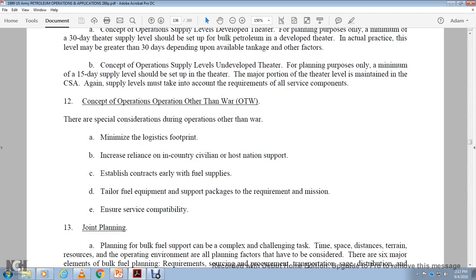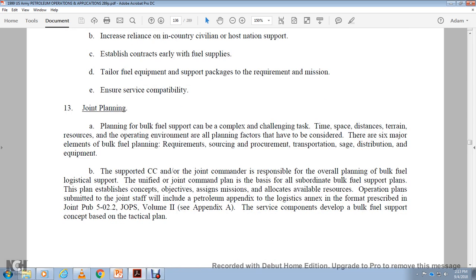Alright, concept: operations other than war, OOTW. Special considerations during operations other than war: minimize the logistics footprint, increase reliance on civilian and host nation support, and establish contracts early for fuel supply. The tactical fuel equipment support package should meet the mission requirement and ensure service capability and compatibility.